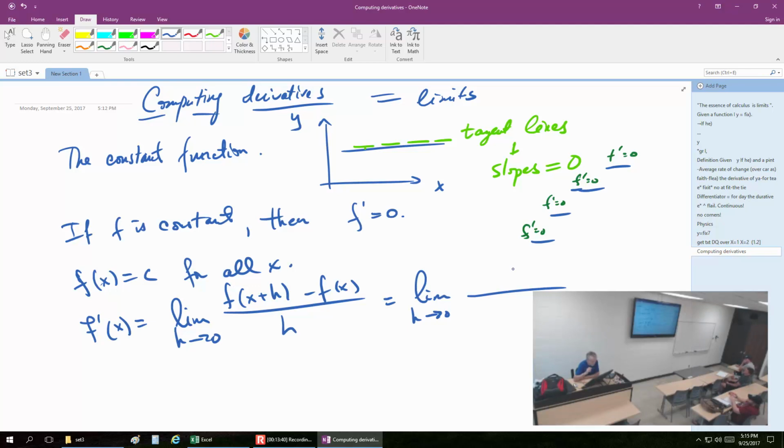No. It doesn't matter what x is. Is it x? Well, what's the second term? C. Okay, what's the first term? It doesn't matter what x is. That's the constant function. Doesn't matter what x is. You have x or x plus h, the value is the same. C.